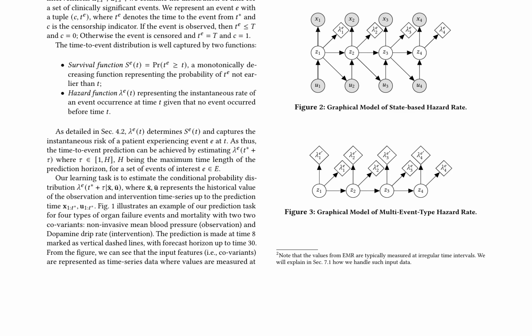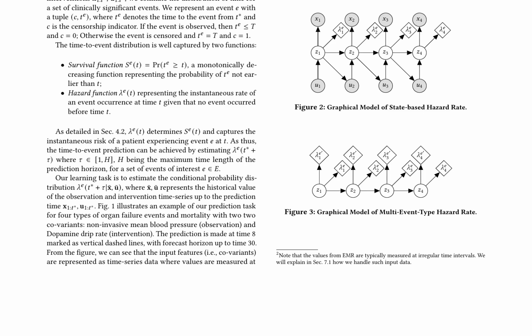The learning task is to estimate the conditional probability distribution lambda(e, t0 + tau | x, u), where x and u represent the historical values of the observation and intervention time series up to the prediction time. Figure 1 illustrates an example of the prediction task for 4 types of organ failure events and mortality, with 2 covariates: non-invasive mean blood pressure and dopamine drip rate. The figure shows the predicted event hazard rate varying over the forecast horizon, with neural system failure hazard rate and coagulation failure hazard rate exhibiting similar time-varying behaviors.